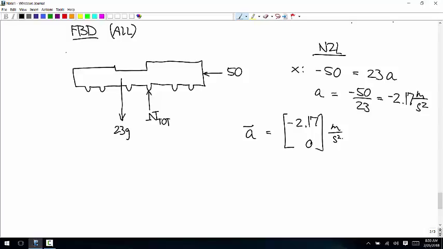Okay, so now we want the force vector applied to the 10 kilogram cart by the 5 kilogram cart. So now we're going to isolate the 10 kilogram cart. That's the one all the way on the left.